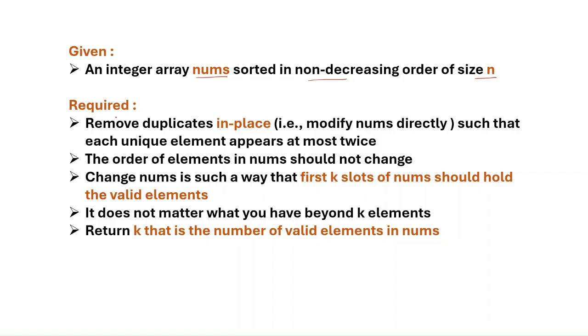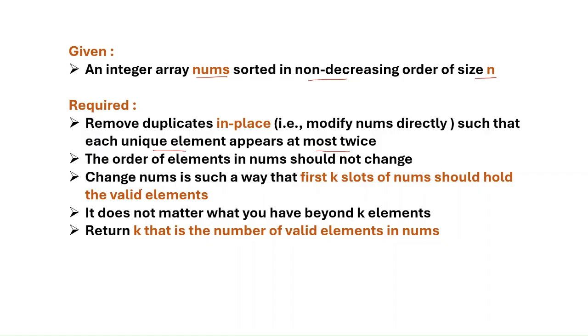You are asked to remove duplicates in place. In place means you should modify nums array directly. You should not make use of any other array. So you are asked to remove duplicates in place such that each unique element appears at most twice. The order of elements in nums should not change.